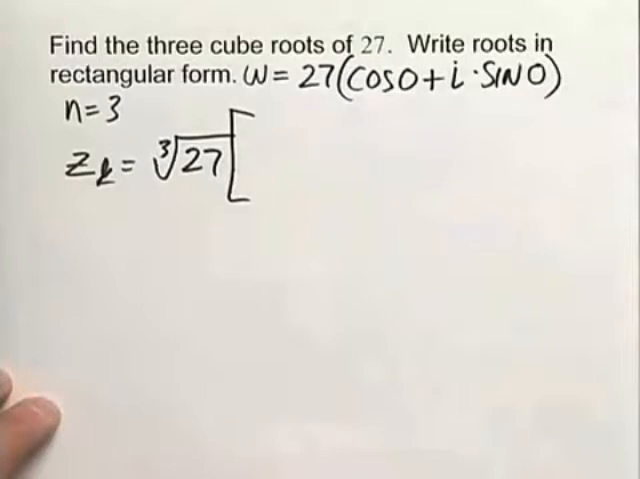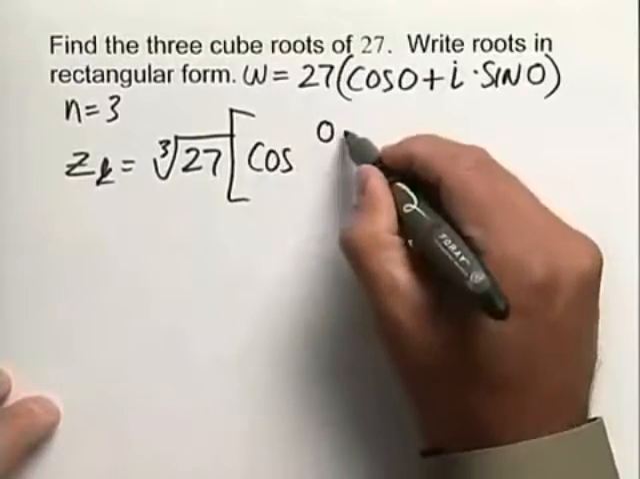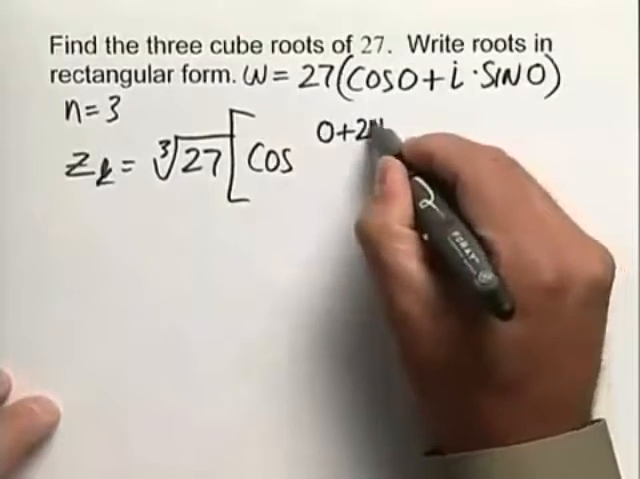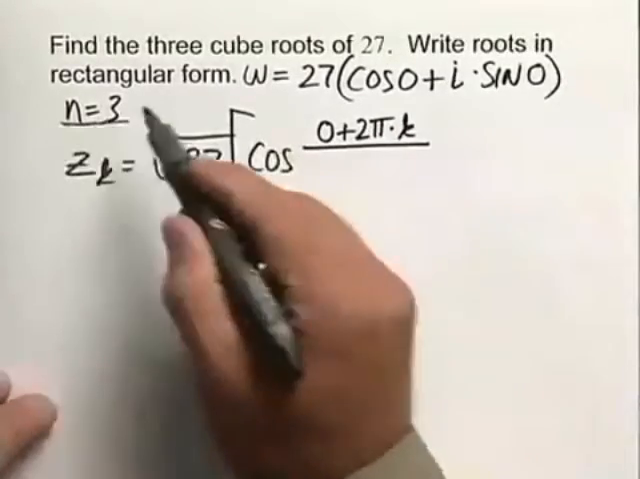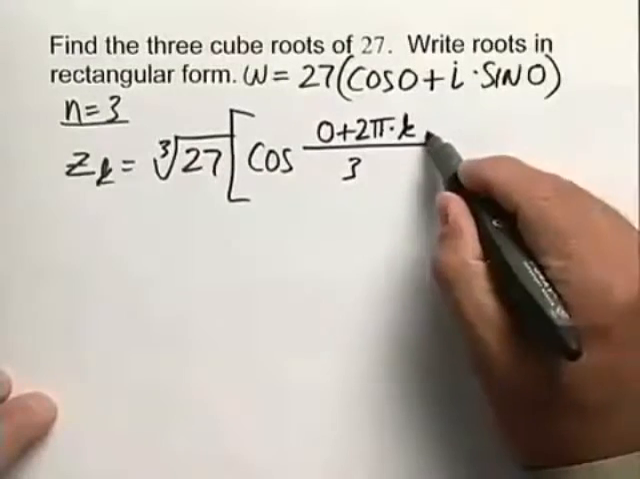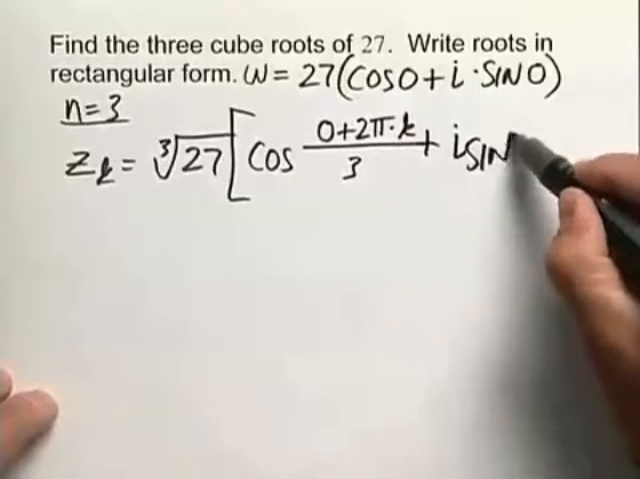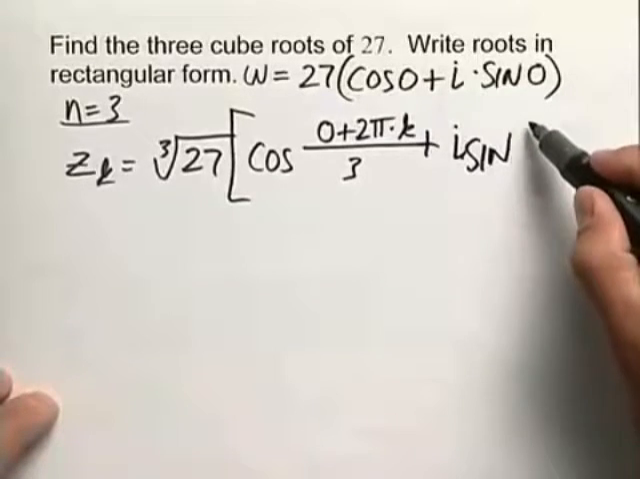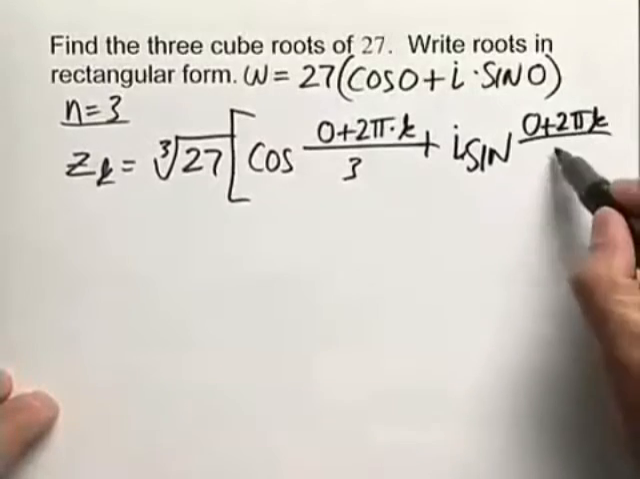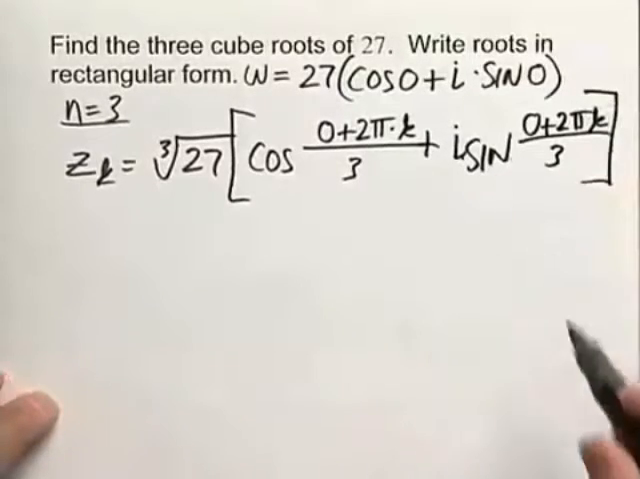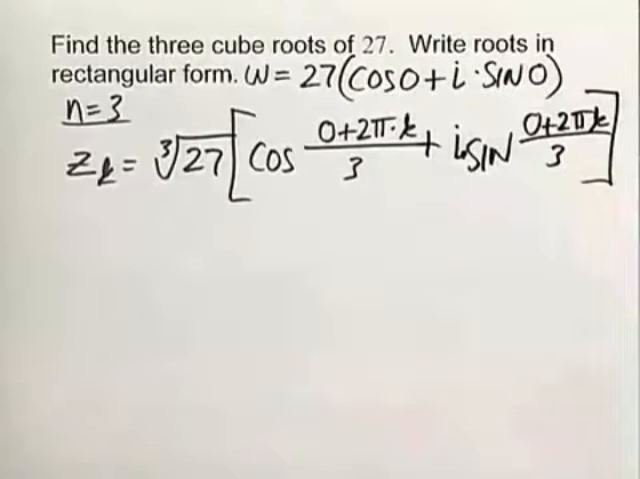quantity. Give yourself some space here. It's going to be the cosine of 0 radians plus 2 pi k all over n, and as before we mentioned that n is equal to 3, and then we're going to have plus i times the sine of that same expression, 0 plus 2 pi k all over 3. So our formula is a little bit messy here, but we have i times the sine there, and we're going to be good to go here.